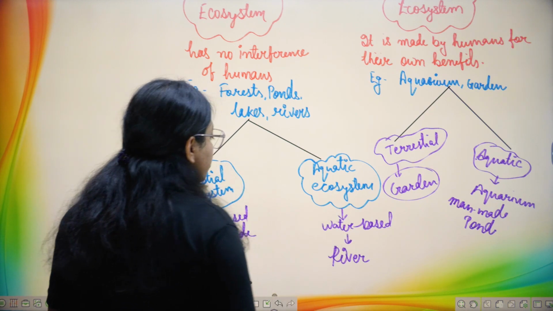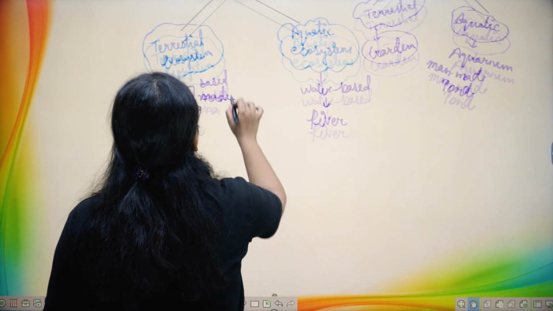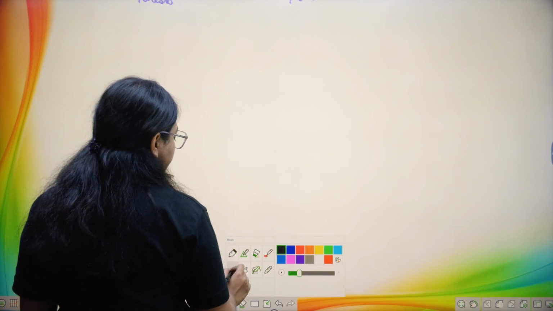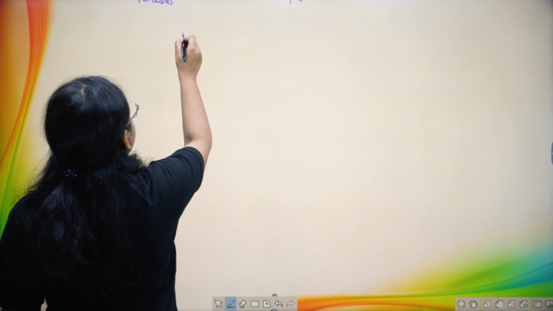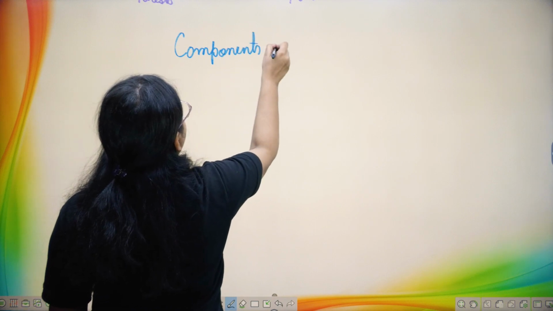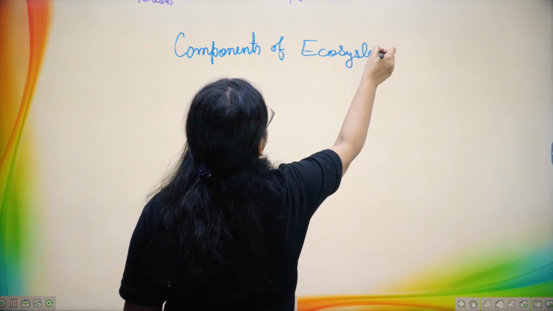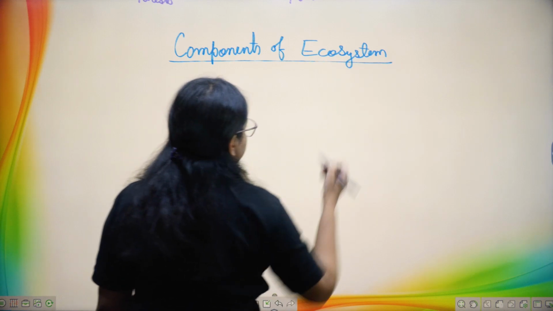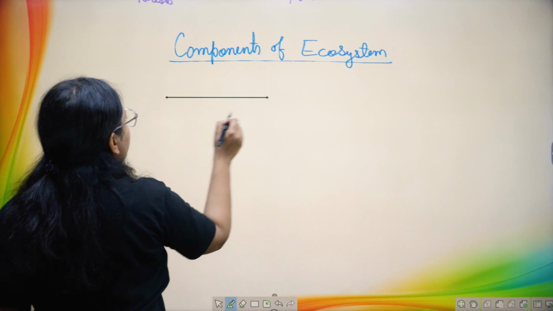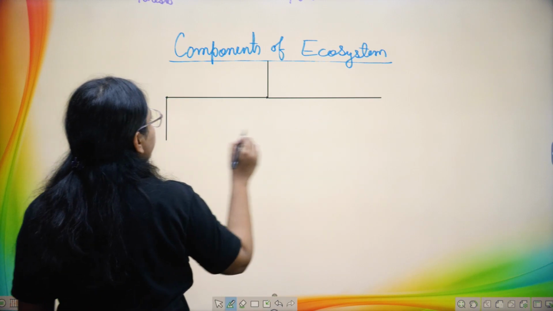Now we understood the two types of ecosystems. Now we have to understand its components. The components of an ecosystem are also two. There are two components of an ecosystem.